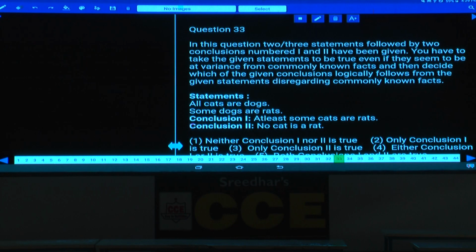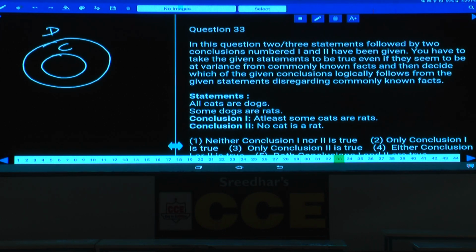Then question number 33 onwards. These questions are based on syllogisms. All cats are dogs can be written as all these are the cats which are dogs. All cats are dogs. Some dogs are rats, some of the dogs are rats. All cats are dogs, some dogs are rats. First one, at least some cats is nothing but some cats only. Some cats are rats. Is it true or false?